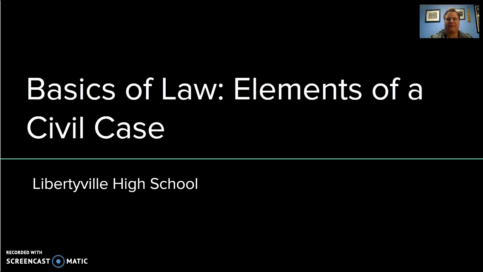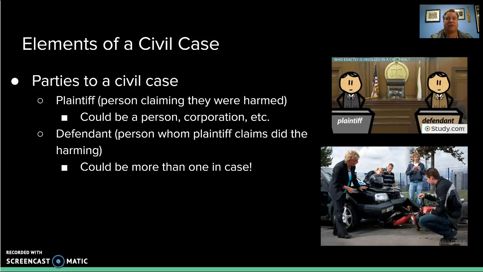Hey class, today we're going to continue our discussion of the basics of law and the American legal system by discussing the elements of a civil case. We'll start with the parties that are in virtually every civil case.